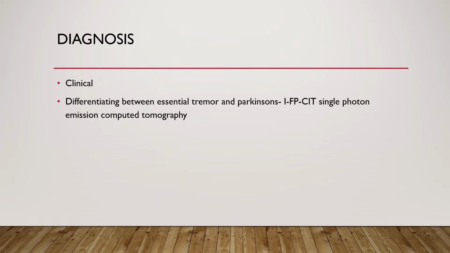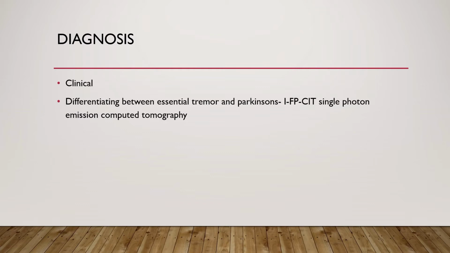The diagnosis of Parkinson's is primarily clinical. However, it can be quite difficult to differentiate it from other conditions like essential tremor. The clinical difference between essential tremor and Parkinson's is that essential tremor doesn't have cogwheel rigidity or bradykinesia, and the tremor is more often during voluntary movement rather than at rest. It's also a low amplitude tremor.